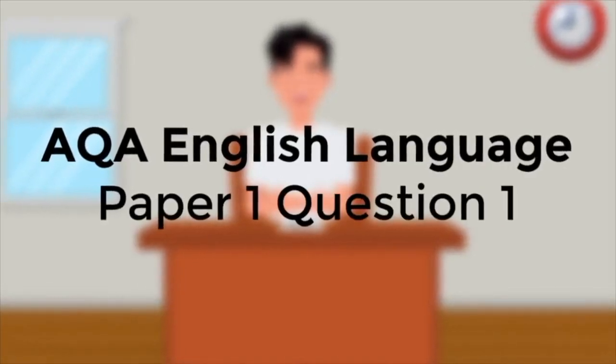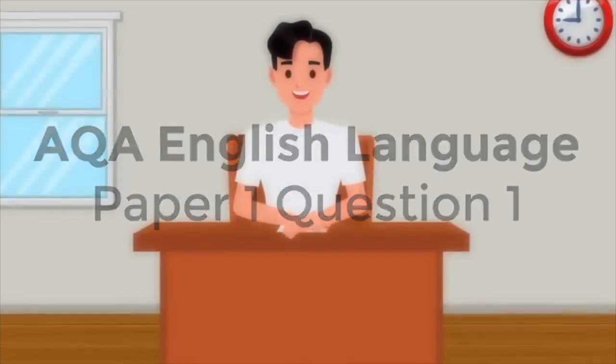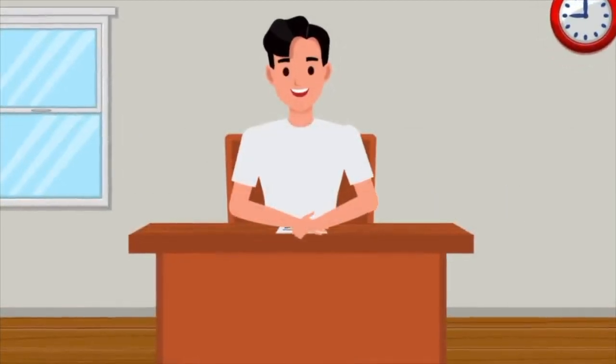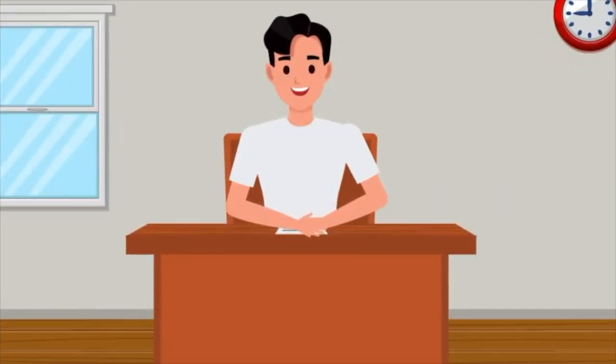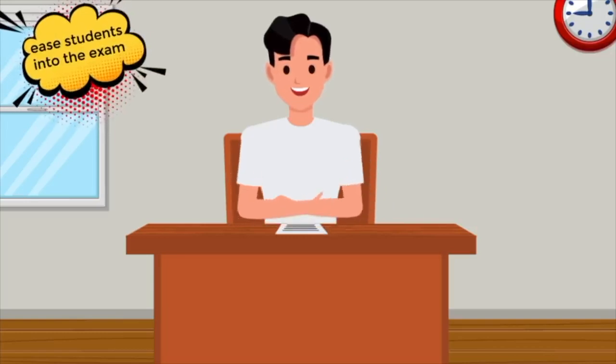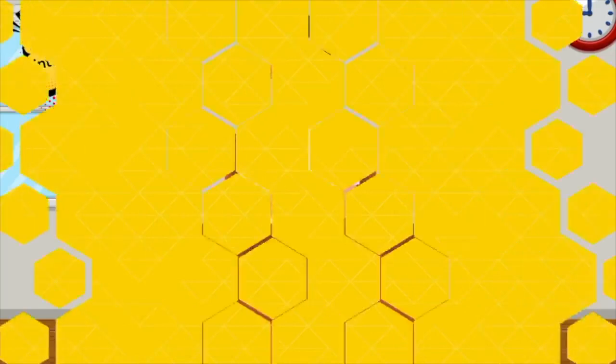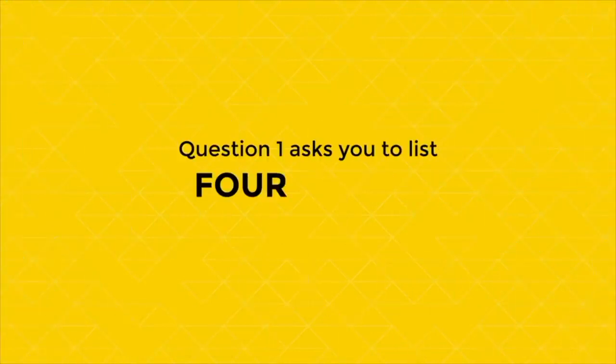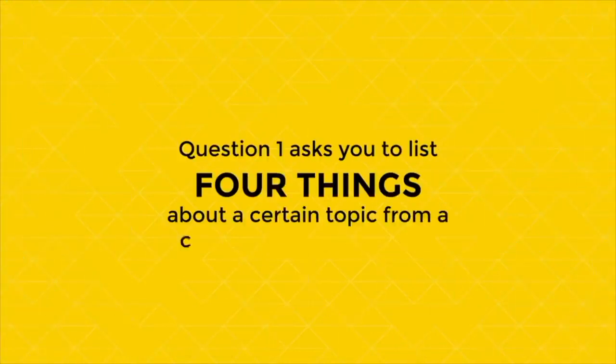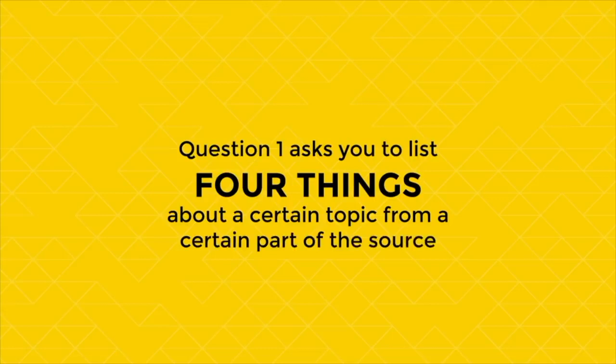It's supposed to be the exam board's easy opener, but perhaps students rush it because they think it's easier than it is, or maybe those nerves at the start of the exam cause students to make mistakes. Either way, there are a couple of key points to learn from November. As you know, this question asks you to list 4 things on a certain topic from a certain part of the source. The first point is to do with close and careful reading.